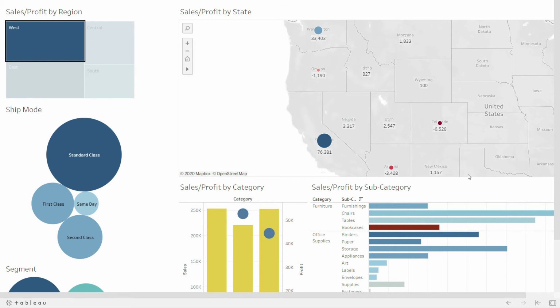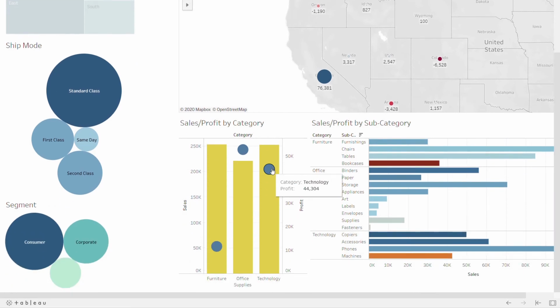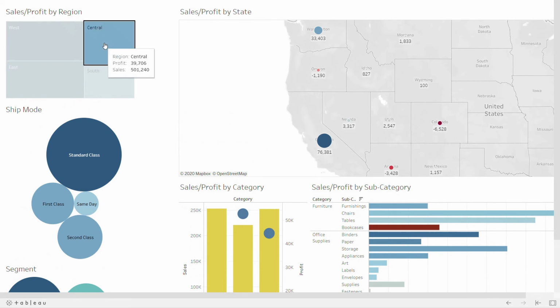Now we've customized our graph according to the West region. We can see that technology has dipped in profit as compared to the overall profit from technology, and it is due to the loss from the machine subcategory. So for this region, we might want to look into that. Let's go to the central region now.